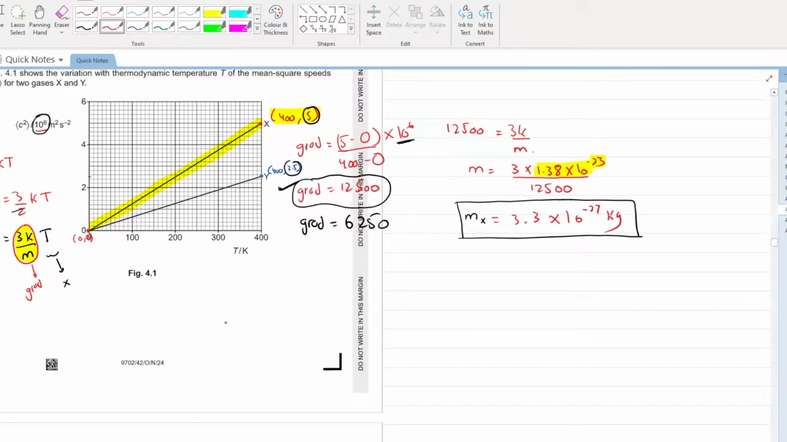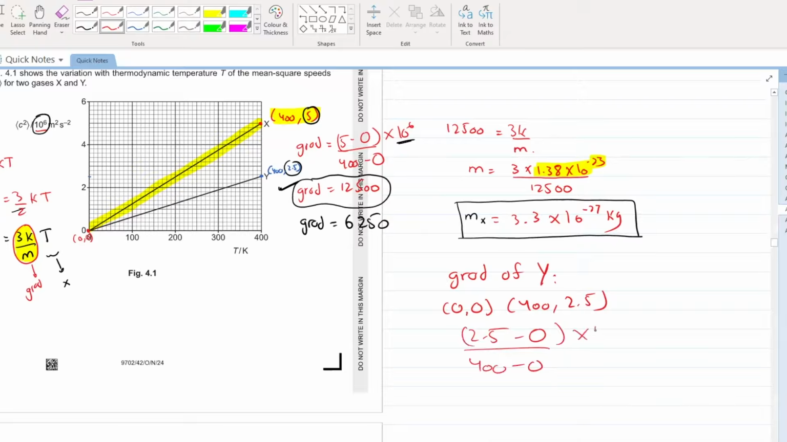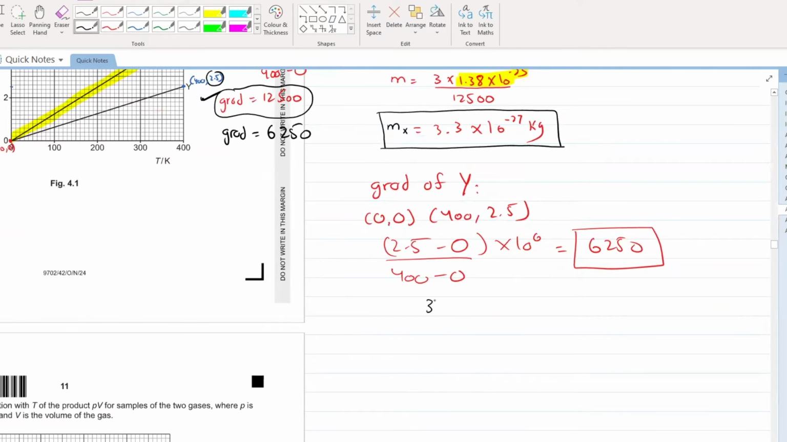However, if this doesn't click in the examination, you can calculate the gradient of line Y. Very, very easy. You have 2 points, 0, 0 and 400, 2.5. Let's calculate that. 2.5 minus 0 divided by 400 minus 0, multiplied by 10 raised to the power of 6. Your answer comes out to be 6250. Perfect. This gradient will be equated to 3k over m. So 3k over m is equal to 6250.